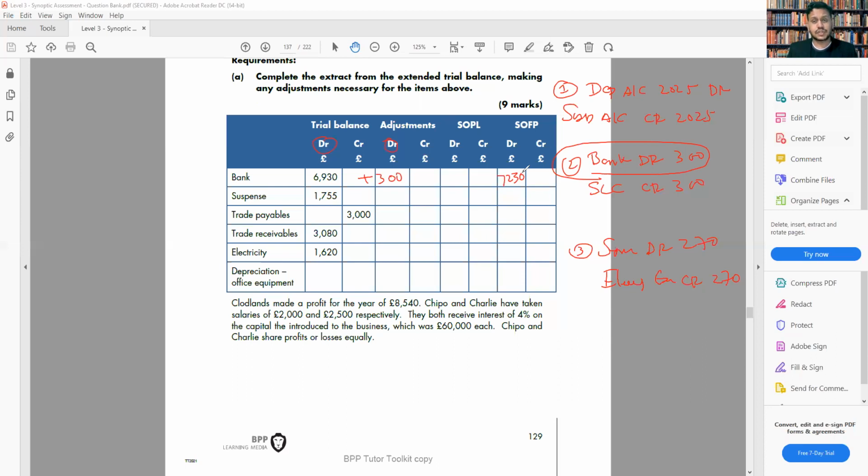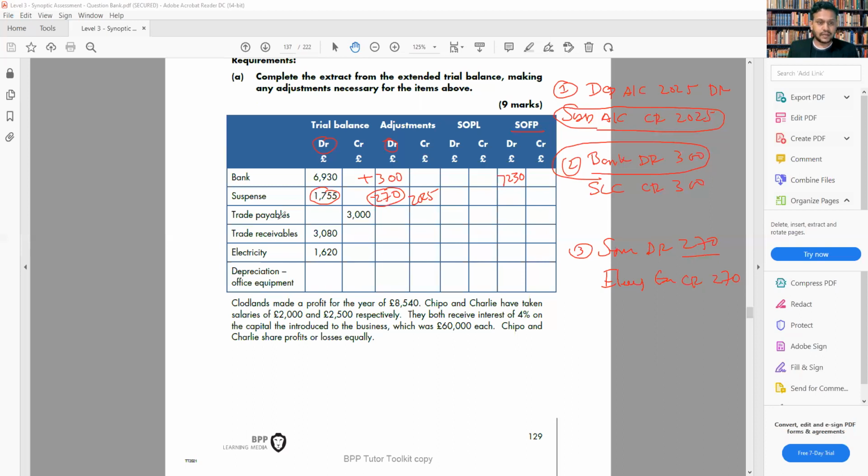And remember, the bank is an asset, so it belongs to the SOFP. Any asset and liability will go to the statement of financial position, and income and expense will come to the SPL, that is the statement of profit and loss account. Suspense account, let's have a look at how much suspense we have. The first suspense we have is credit 2025. So on the credit side, we write 2025 for the suspense. On the adjustment, we have another suspense, debit 270. Remember that suspense has to be vanished. Now if you add this one, debit plus debit 270, it will be exactly 2025, and the suspense account has to be vanished. Suspense account cannot move forward to the SPL or SOFP. With the adjustment, it has to go. So remember that. If I add debit plus debit, it will be equal to credit, and it is gone.